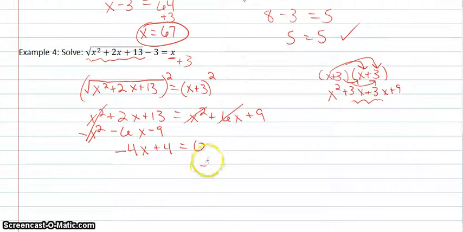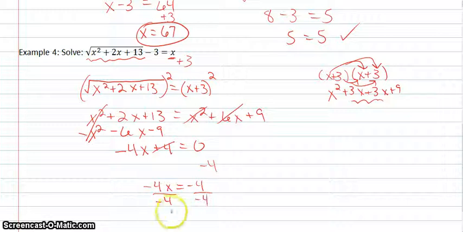And then I'm going to subtract the 4 and move it to the other side. So negative 4x equals a negative 4. Then I'll divide both sides by negative 4. So x equals 1. Okay, we're going to plug that back in for the x's and see if that works out.